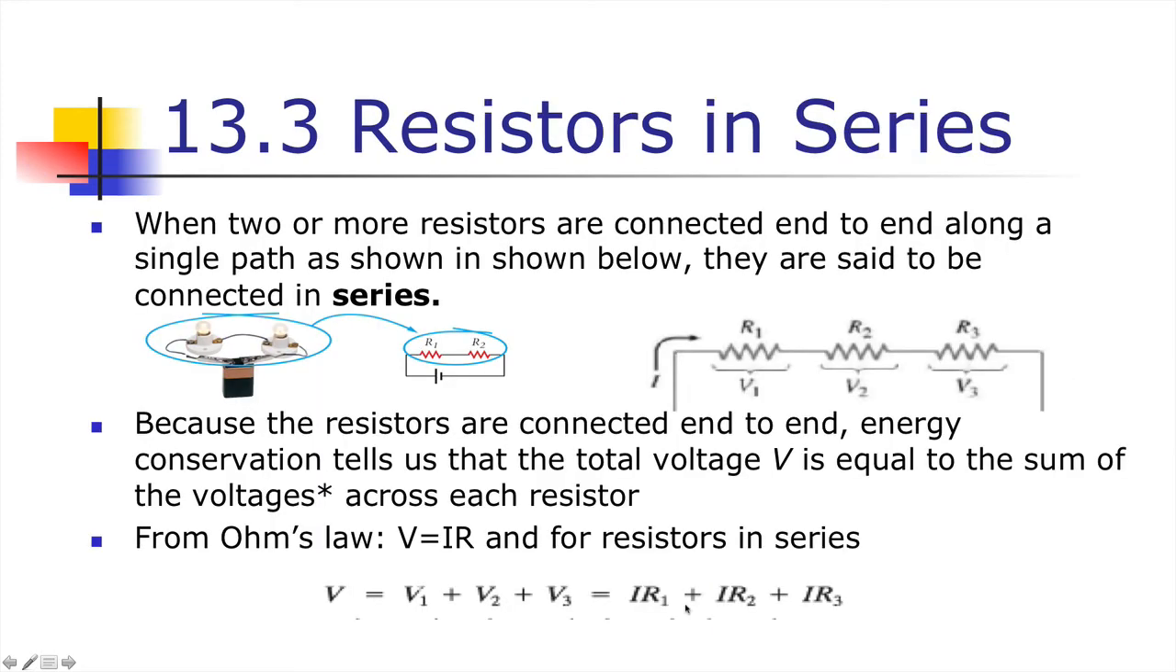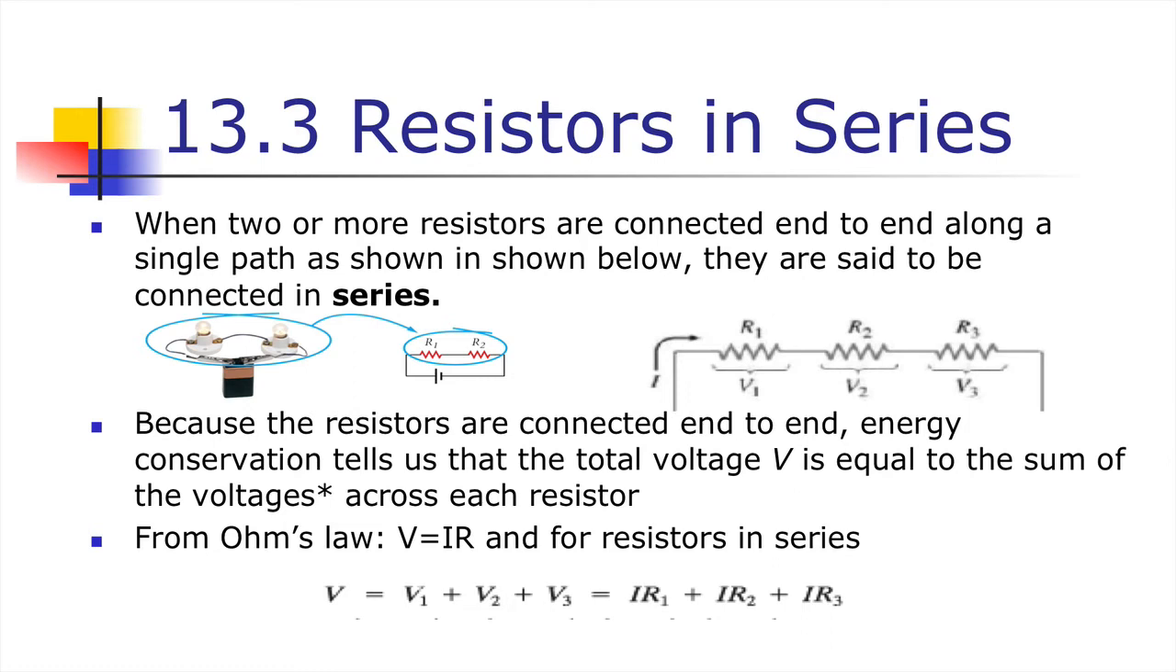Now the simplest circuit is a battery or a cell, a wire, and a little bulb. That's it. But what if you have multiple batteries? What if you have multiple resistors? Then you're going to have a more complicated circuit. There are two different ways that you can connect resistors. The first one is connecting resistors in series.